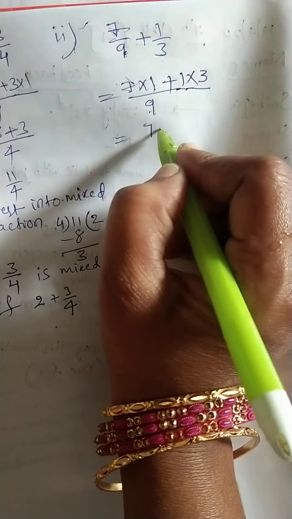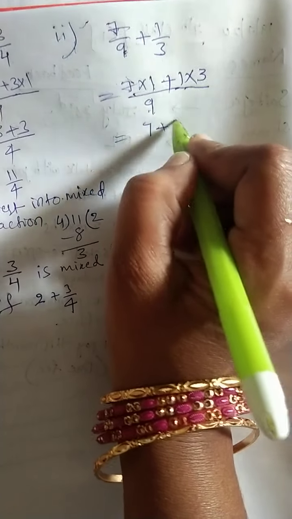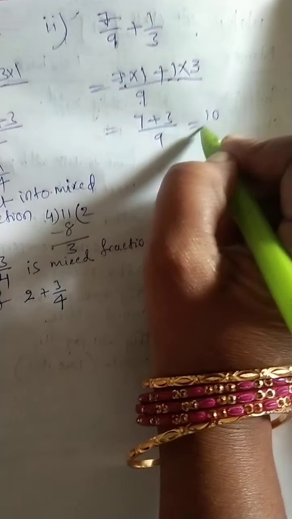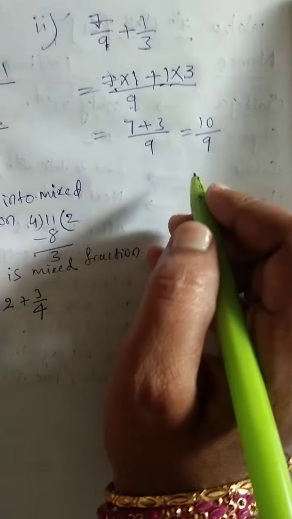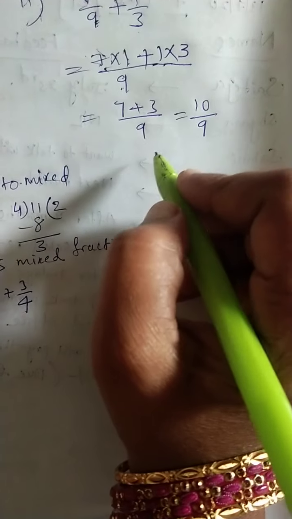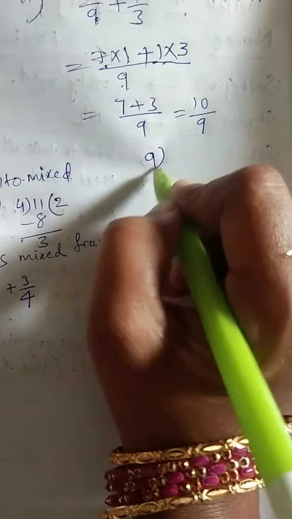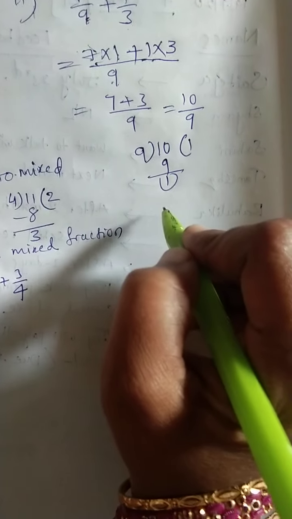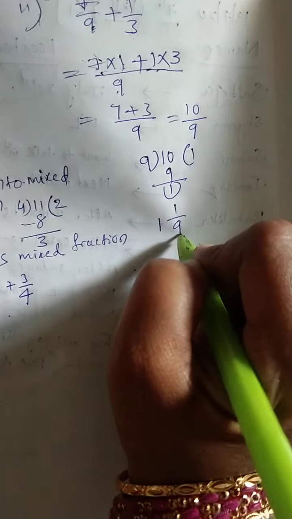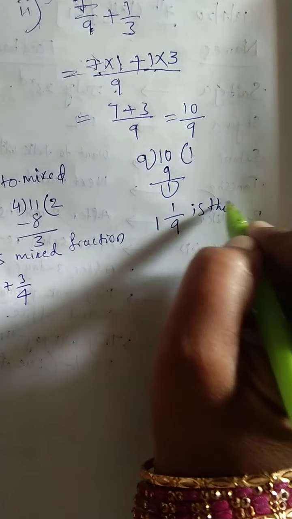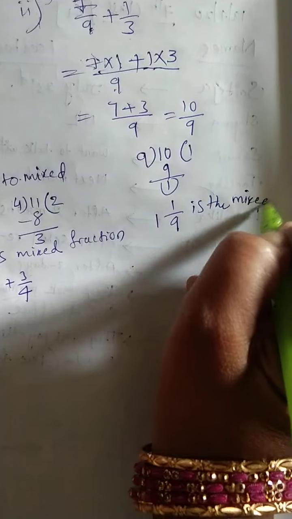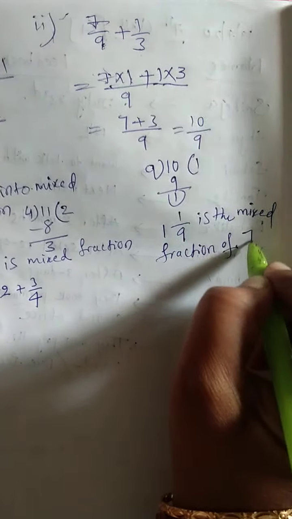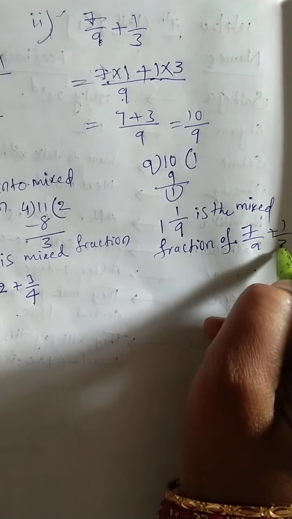Next, 7 1s are 7 plus 1 3s are 3 by 9. 7 plus 3, 10. 10 by 9. We can write it in mixed fraction form. For that, what should we do? We should do the division. 9 1s are 9, remainder is 1. So 1 1 by 9 is the mixed fraction of 7 by 9 plus 1 by 3.